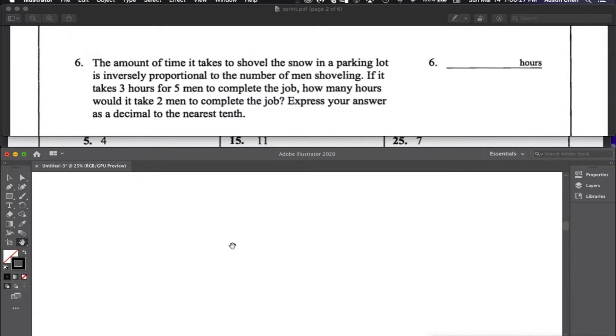Okay. So, we can say how much work each man gets done per hour.